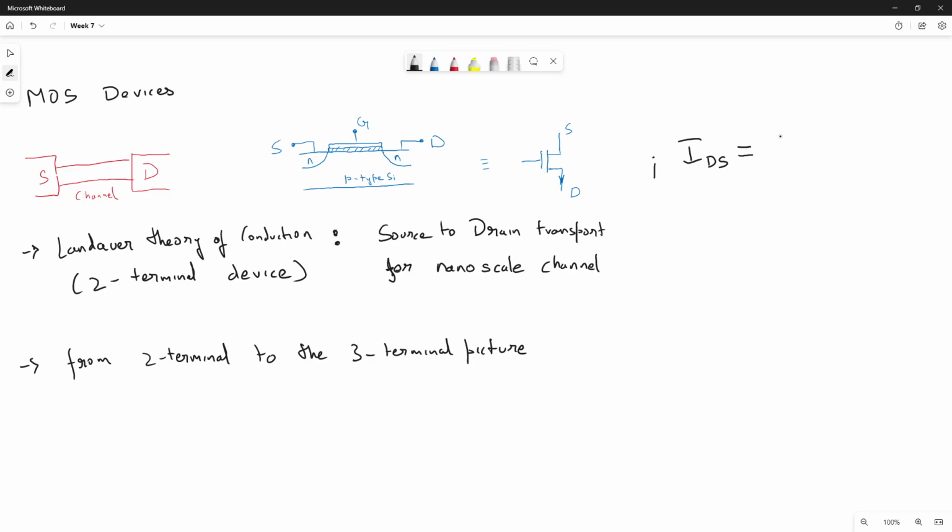Firstly, with the help of VDS, we can generate the electric field, so that the current increases largely. Okay. So this is what you are essentially saying, that it's a function of these two voltages, correct? Yes, sir. VDS, VGS.